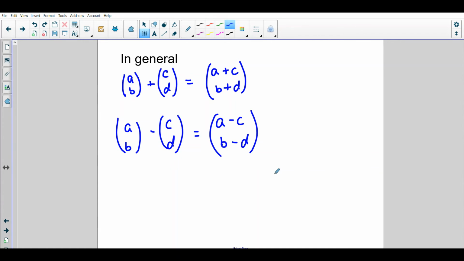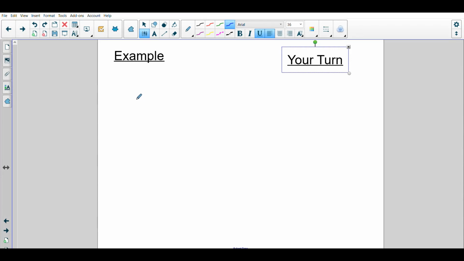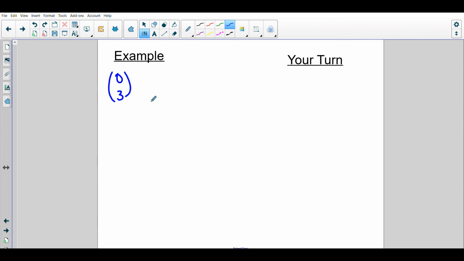Next, we're going to look at some examples. So the example we're going to look at is this one. We're going to do 0, 3, and we're going to take away minus 1, 5. Sorry, let's start with addition actually. We'll add on minus 1, 5. So then, for our example, we're going to do all the working out so that we make sure we really understand what we're doing when we come back and look at this later.